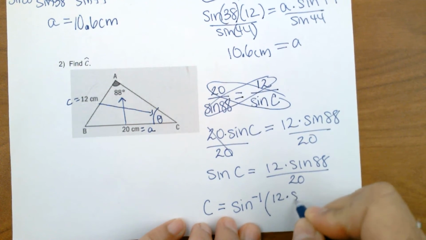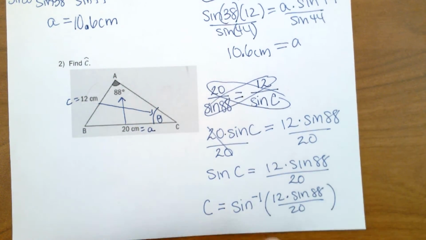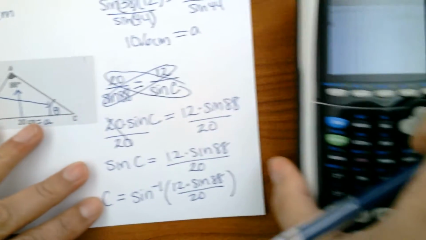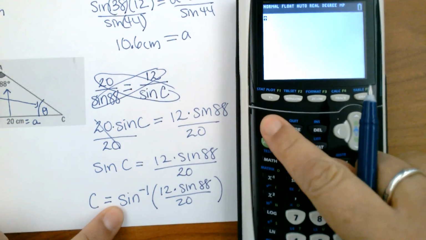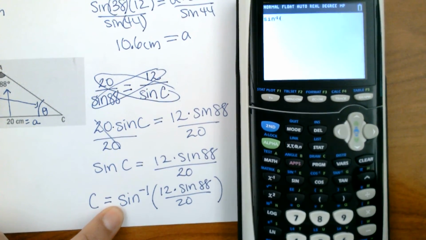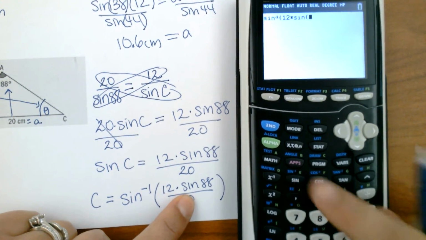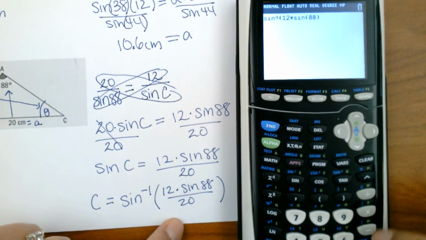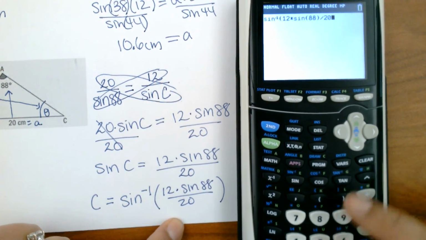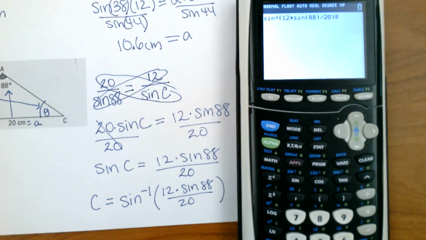So I'm going to rewrite everything: sine of 88 all over 20. Okay, let's put this in the calculator. I'm ready to go now. So take the calculator out. I need inverse, so we're going to do second sine. Remember, that's inverse sine. 12 times sine of 88. Close those parentheses, everybody. Divided by 20. And then I'm going to close these. These two parentheses right here match up, and I'm making sure that those two are closed as well.